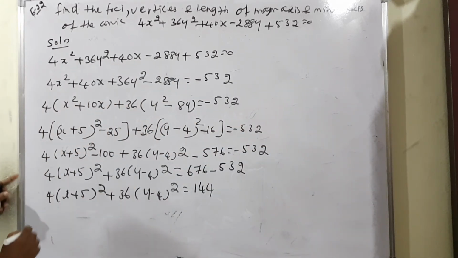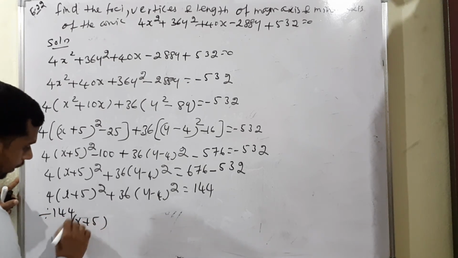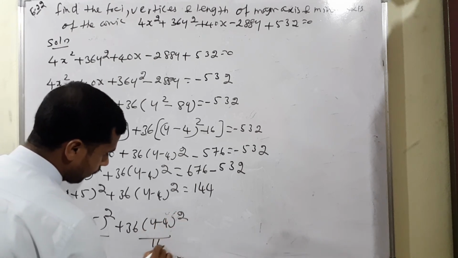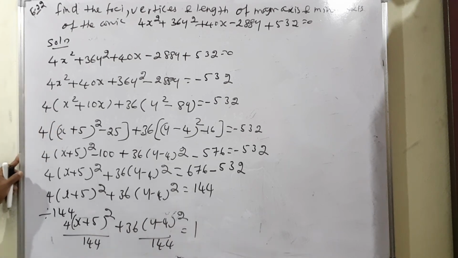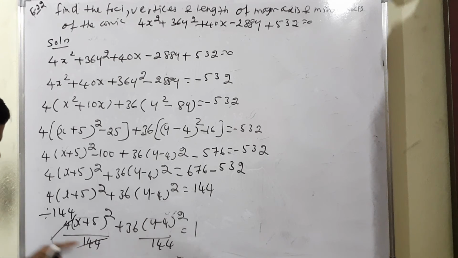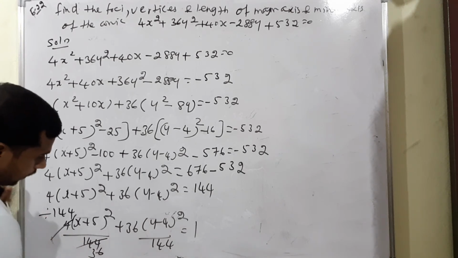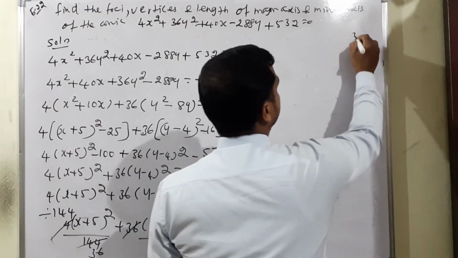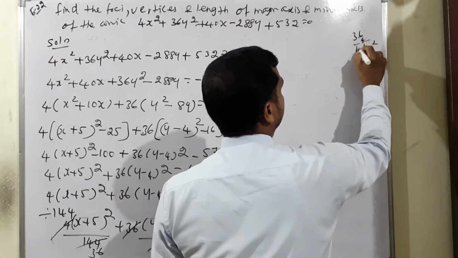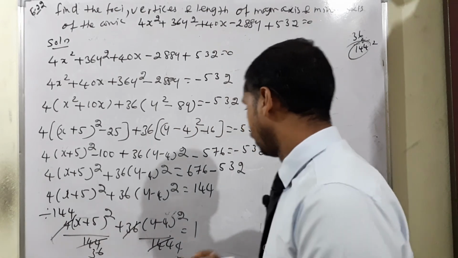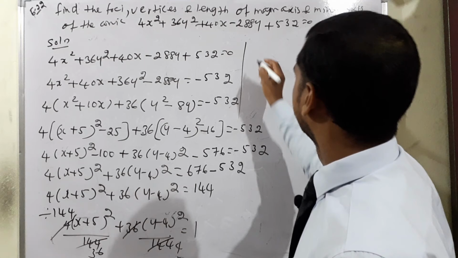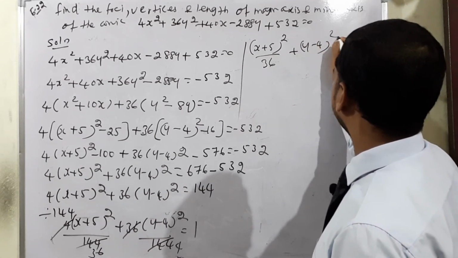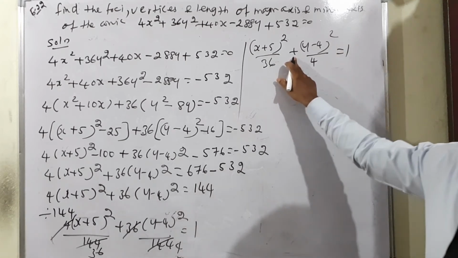Now divide everything by 144. The right side becomes 1. For the first term, 144 divided by 4 is 36. For the second, 144 divided by 36 is 4. After cancellation, we get (x + 5)²/36 + (y − 4)²/4 = 1. Positive means we can say this is an ellipse.